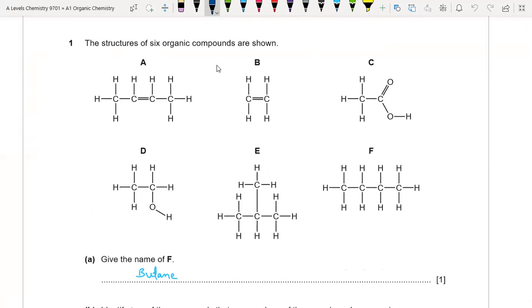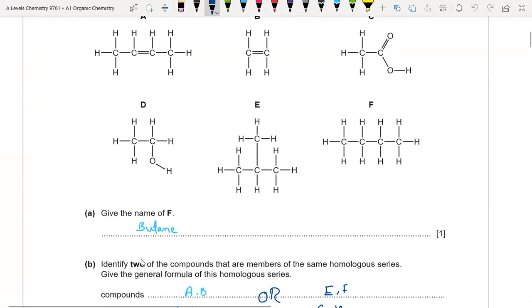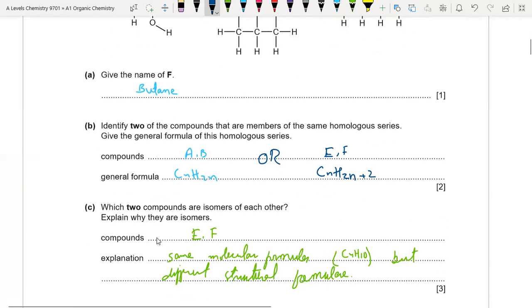The structures of 6 organic compounds are shown. Part A, give the name of F. It is evident from the picture. This is a 4 carbon member, so we'll name it butane. Part B, identify 2 of the compounds that are members of the same homologous series.